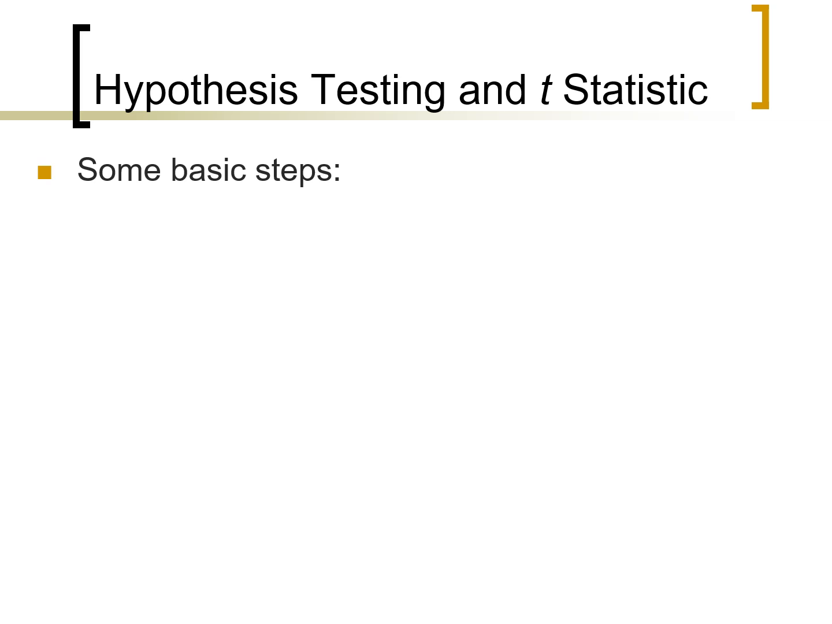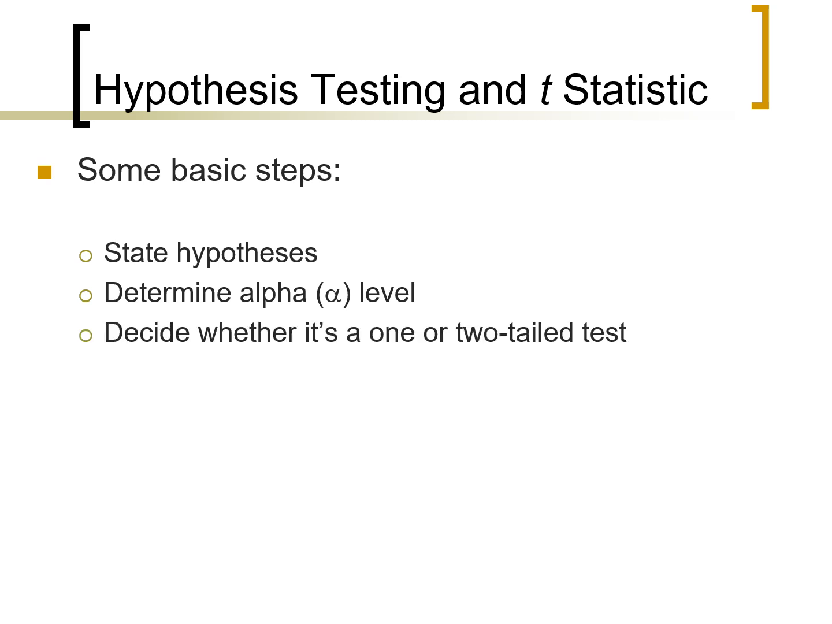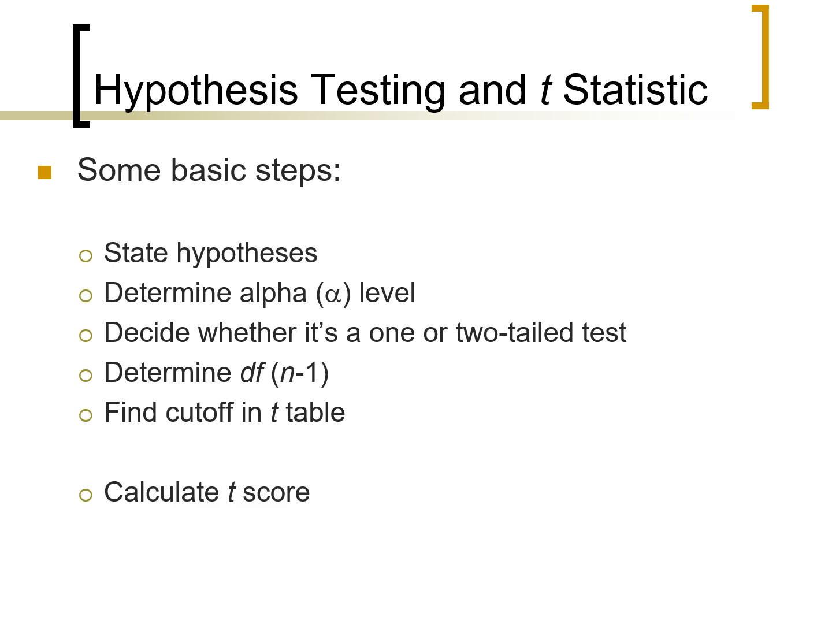So let's look at the basic steps of doing a hypothesis test with our t-statistic. First, we state our hypotheses, determine the alpha level, choose whether it's a one or two-tailed test. And of course, that should be based on how you phrased your hypotheses, equal to or greater than or less than. Determine the degrees of freedom, so that's an extra step compared to before with z. And then find the cutoff in the t-table. And then we calculate our t-score.